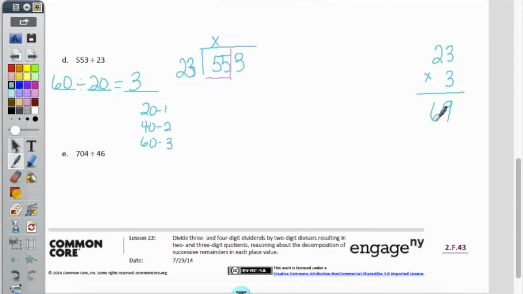Will this work? Nope. Uh-oh. So what do we try? A 2. So 23 times 2. Will that work? Yeah. Okay. So I'm going to write a 2. And Jasmine, what do I write below the 55? 46. Good. Is this regrouping? Yes, it is. 5 is less than 6, so I have to regroup. Go get my coffee.